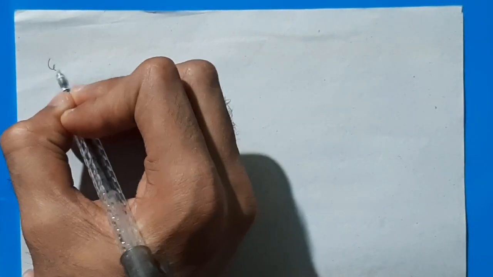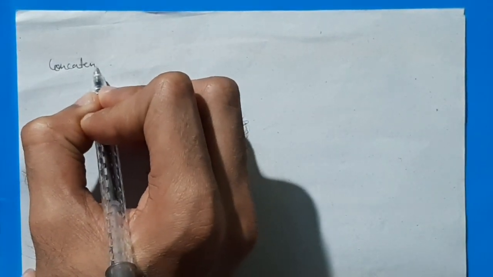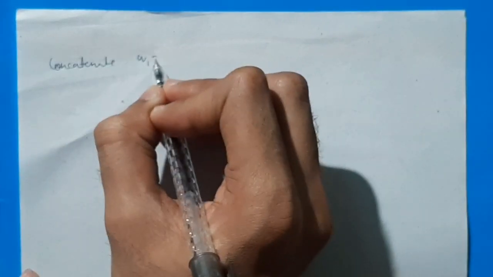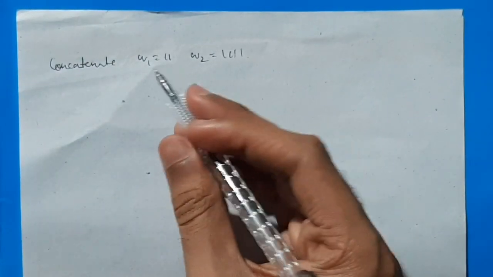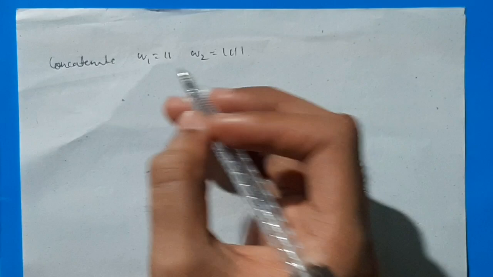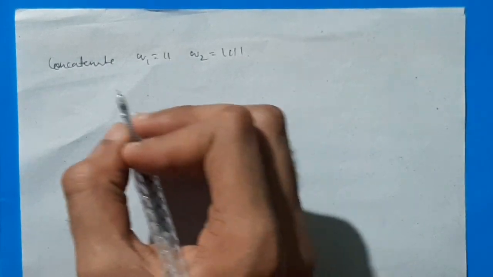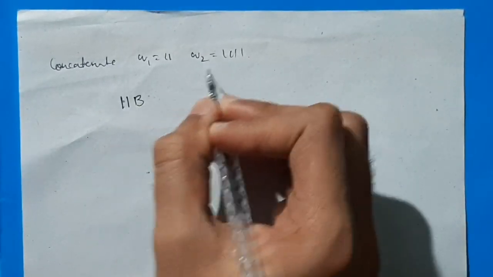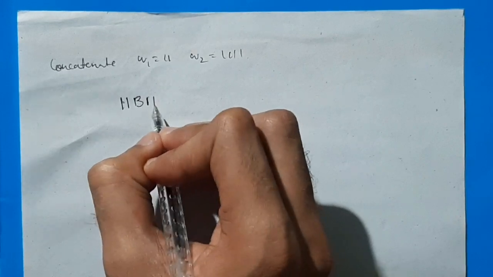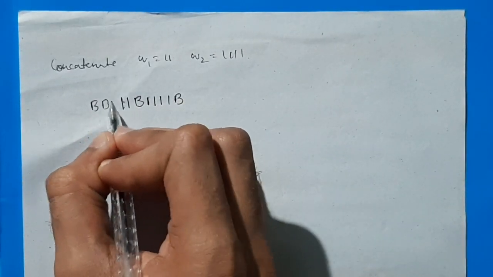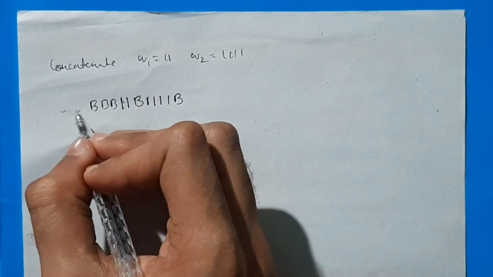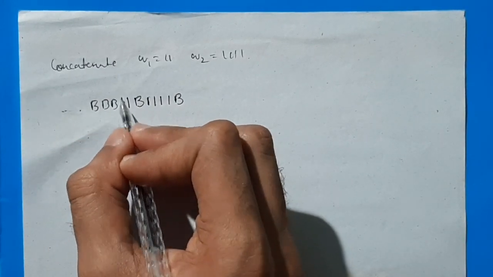So the question is: concatenate w1 is equal to 1 1 and w2 is equal to 1 1 1 1. If they ask you a question of this type, what you have to do is, this is 1 1, right? So you'll write 1 1 b, and here you have 4 1s, so after that you will write 4 1s and a b, and on either side there will be infinite b's, but that is not considered. What is considered is, we'll start from this one.